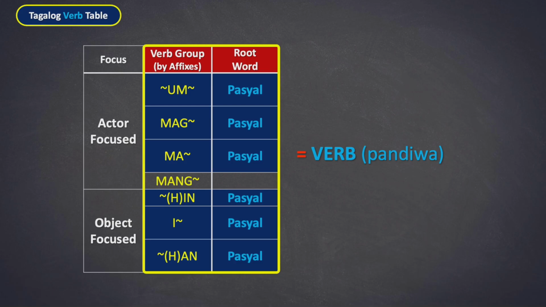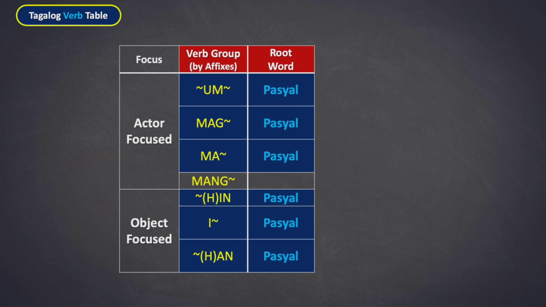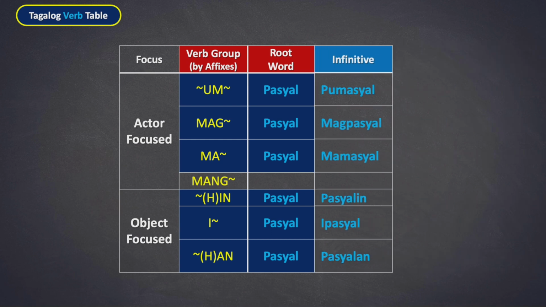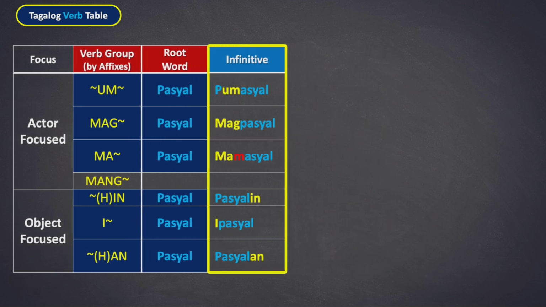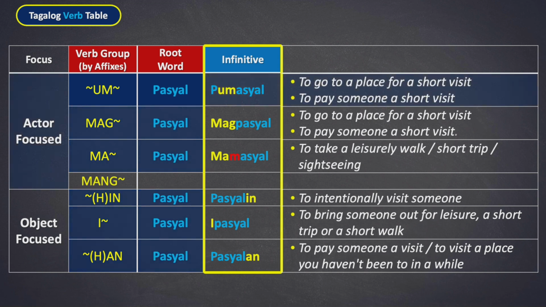Tagalog has several versions of the infinitive verb created from the root word pasyal. All of these come from the combination of the root word pasyal and the different affixes. You will note the placements of the affixes are represented by the yellow letters. These verbs are PUMASYAL, to go to a place for a short visit or to pay someone a short visit.